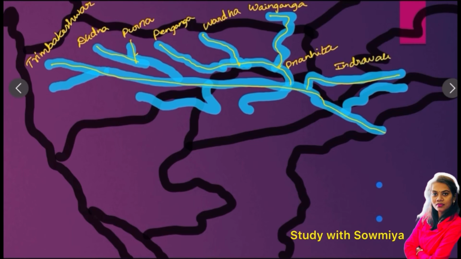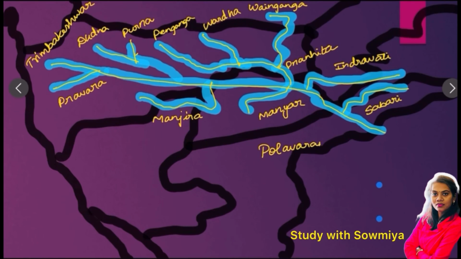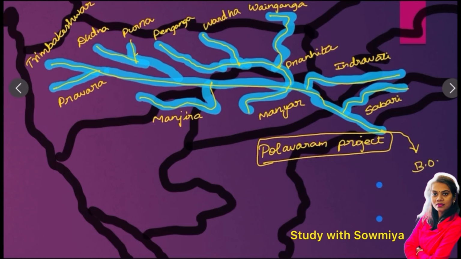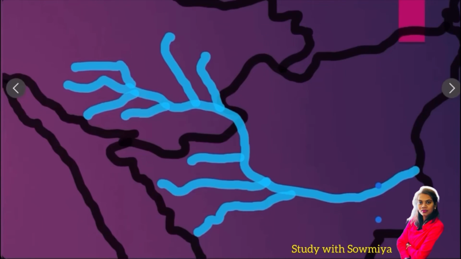Then we have Indravati, Sabari. These are the left bank tributaries. Its right bank tributaries are Pravara, Manjira and Manair. Polavaram project is on the river Godavari. Godavari drains into the Bay of Bengal.